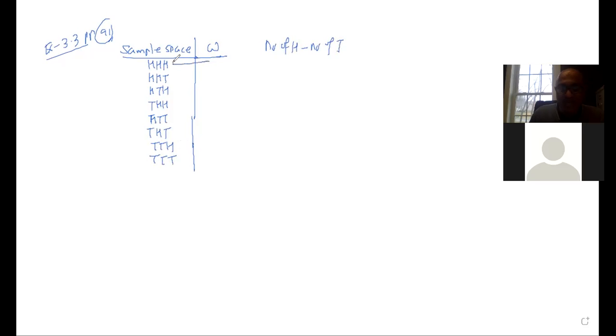So no tail, so here it is 3. 2 minus 1, it is 1. 2 minus 1, 1. Sorry, number of heads minus number of tails. So it is again 1. Then number of heads 1 and 1 minus 2, negative 1. 1 minus 2, negative 1. 1 minus 2, negative 1. And here it is negative 3. So these are the number of outcomes, total outcomes.